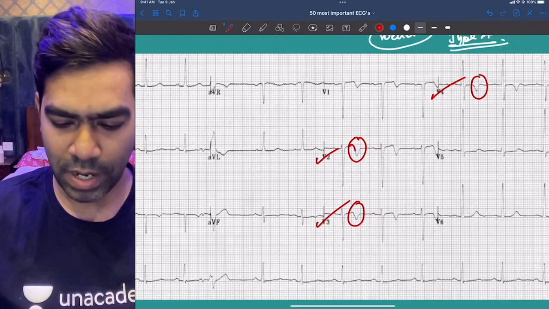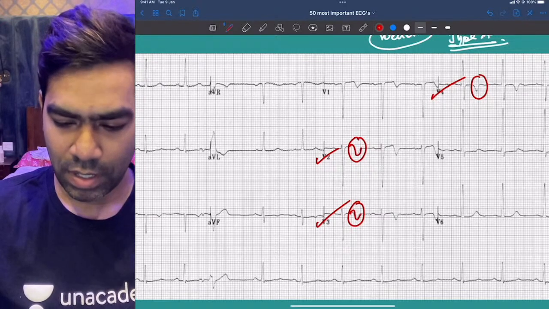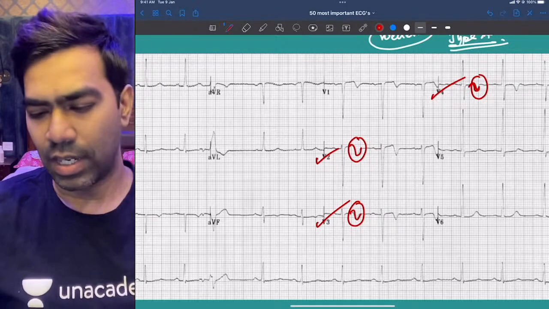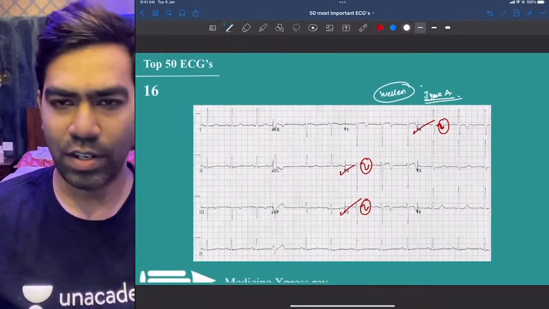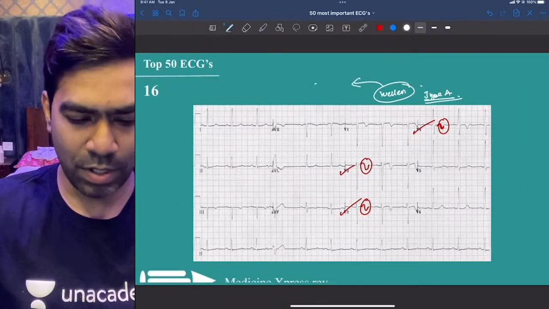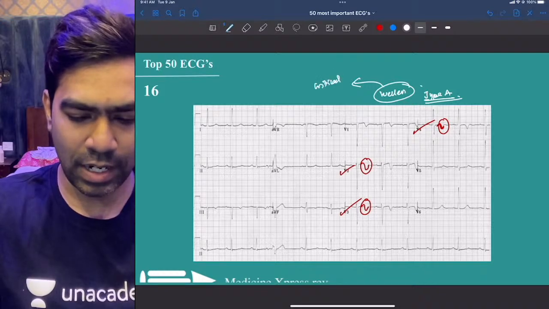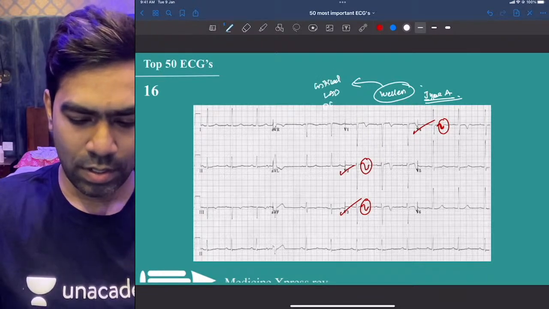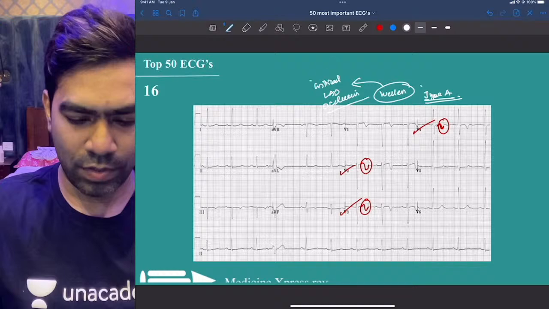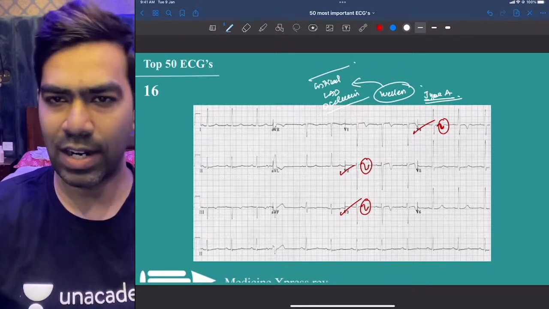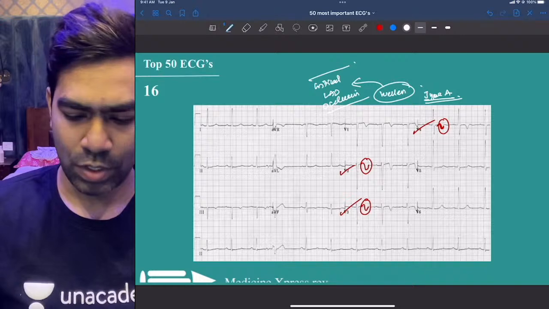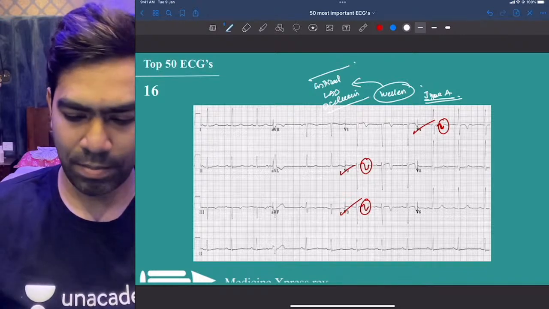If you see this kind of biphasic T waves in leads V2, V3, V4, this is more suggestive of a type A Wellens. Whenever you hear the term Wellens syndrome, it almost always indicates a critical LAD occlusion. Critical left anterior descending artery occlusion. So you need to immediately take the patient to the cath lab.